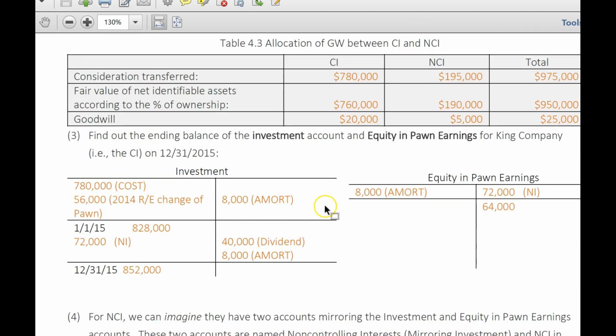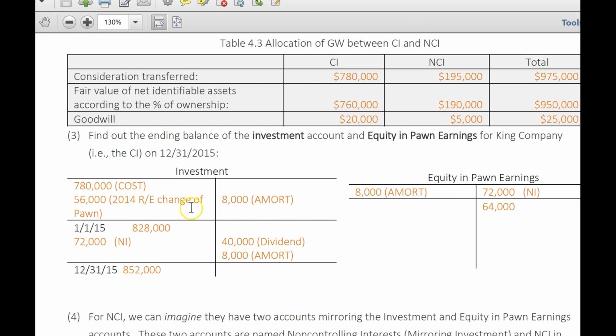Next, we look at the balance of the investment account and the equity in subsidiaries' earnings account. The investment account starts with the payment that the parent paid, the cost, plus we usually need to add the net income minus dividend, right? But we don't know these two pieces of information.